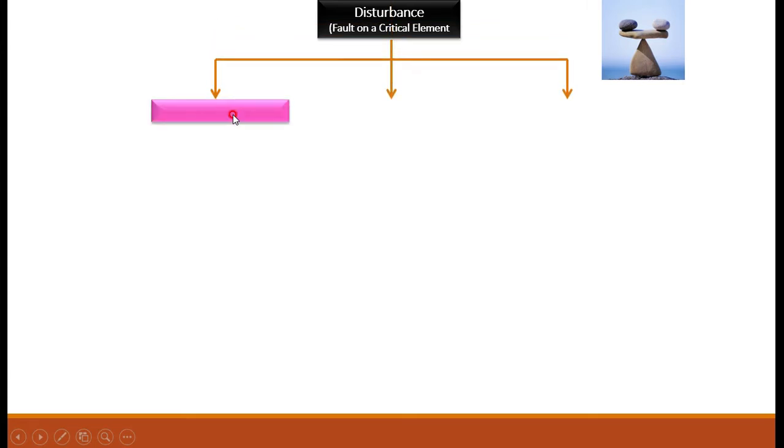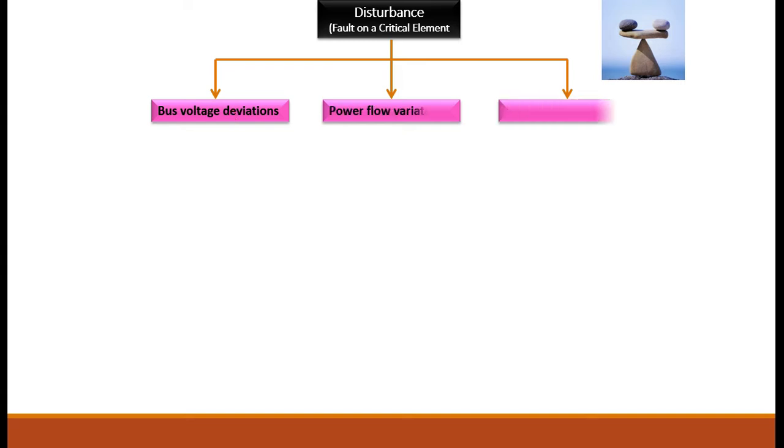The disturbance on the power system affects the system parameters. That is what we call a fault on a critical element. The disturbance causes bus voltage deviation, power flow variations, and also affects the rotor speed. Ultimately it affects the system frequency. There are variations in the voltage, power, and rotor speed because of the disturbance in the power system.